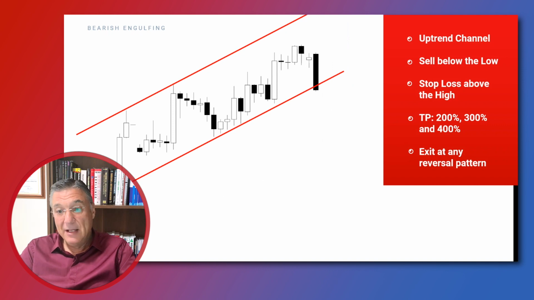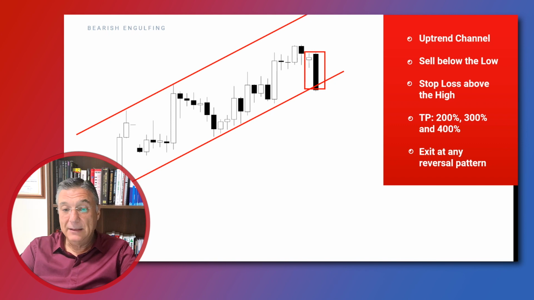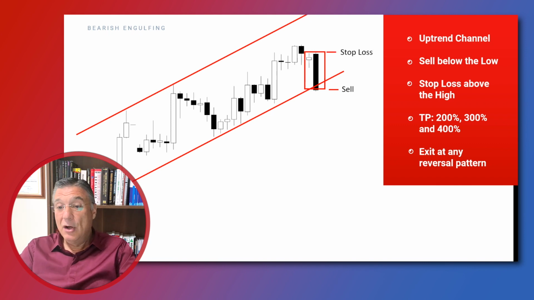Note that the long black body closes below the uptrend channel, alerting to the weakness of the bulls to maintain the uptrend. And also, we can wait for a price confirmation, meaning prices falling below the low price of the pattern before we enter the market with a sell order. And as always, we place a protective stop loss right above the high price of the pattern.